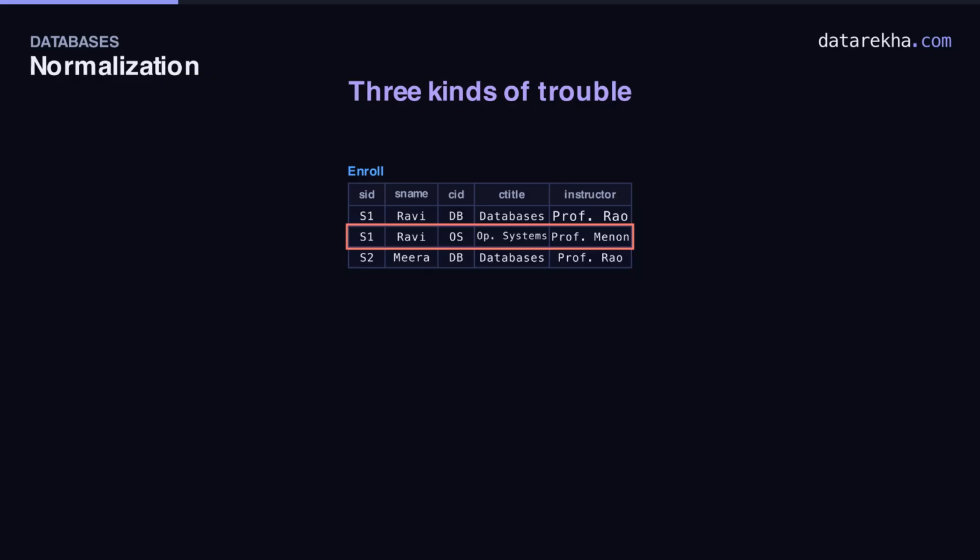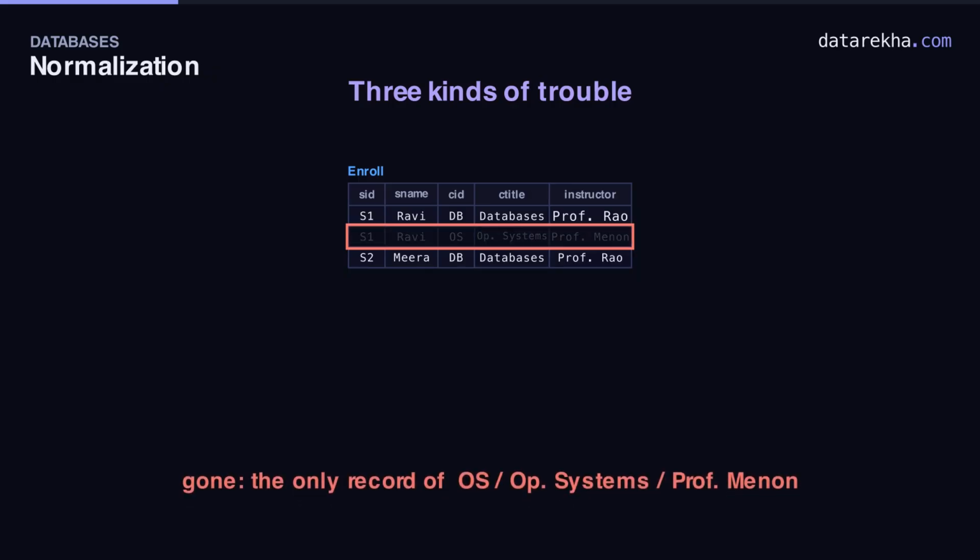And third, the deletion anomaly, the sneakiest. Row 2 is the only place operating systems appears. If Ravi drops that course and we delete the row, we don't just lose his enrollment. We erase every trace the course ever existed, its title and instructor along with it.